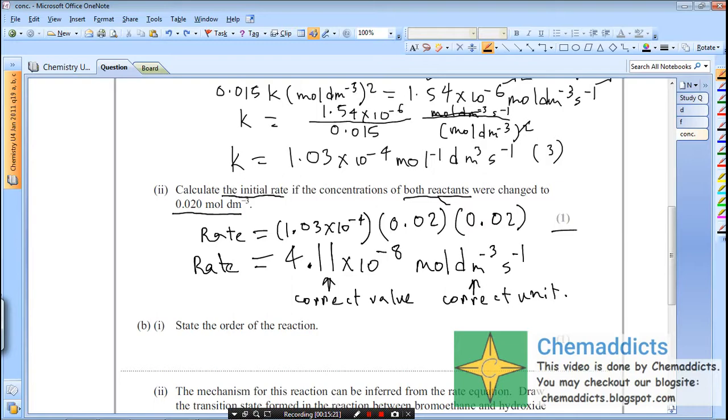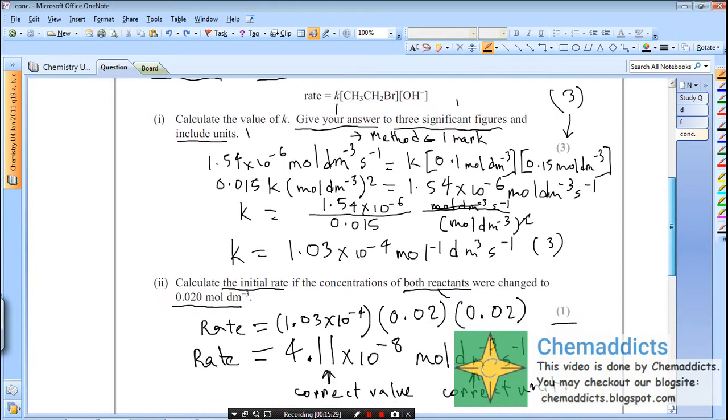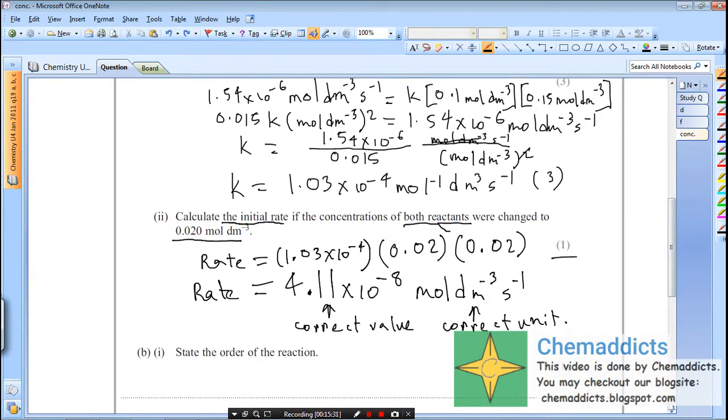They asked us to find the order of the reaction. State the order of the reaction. So once again, let us move on to the rate equation. What does this particular order of reaction mean? They have asked us to find the overall order. Overall order of the reaction.